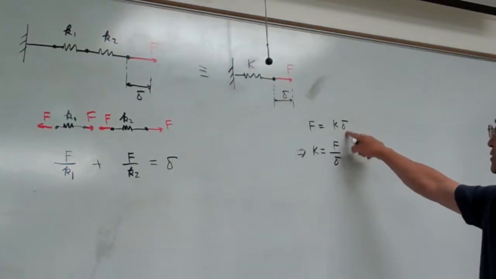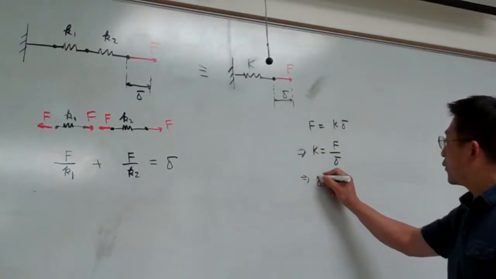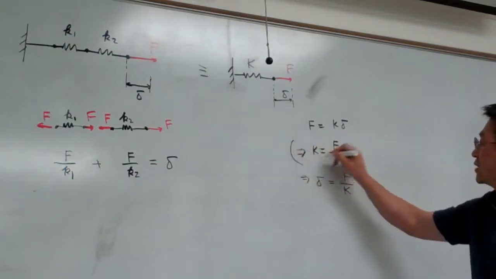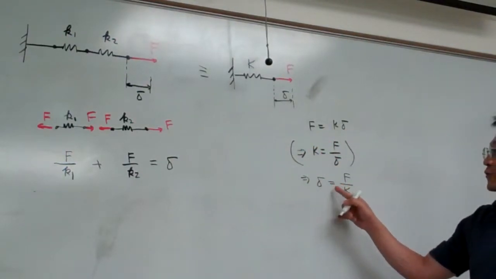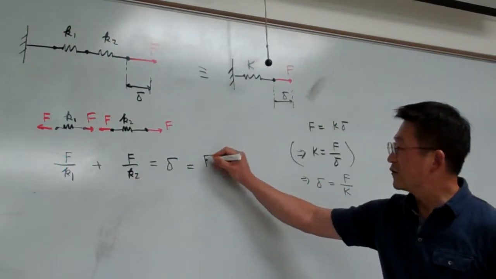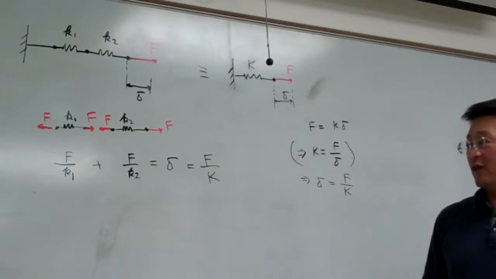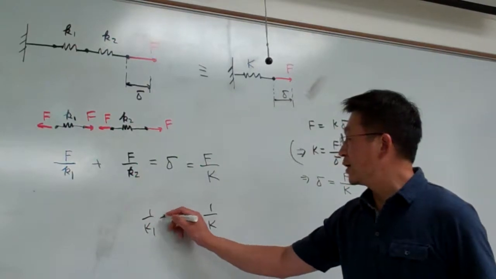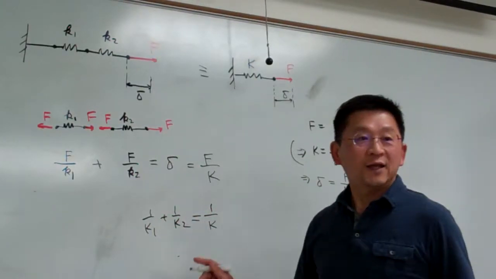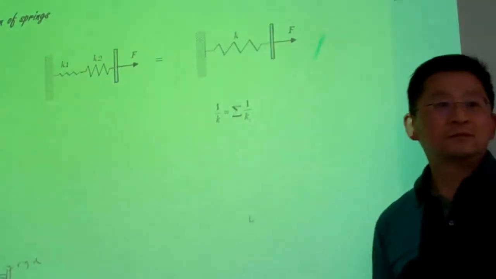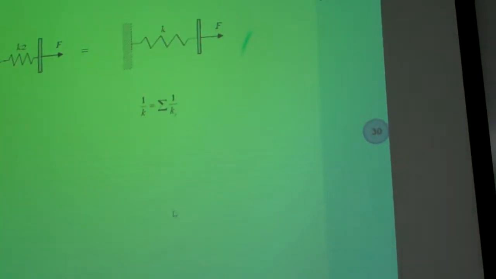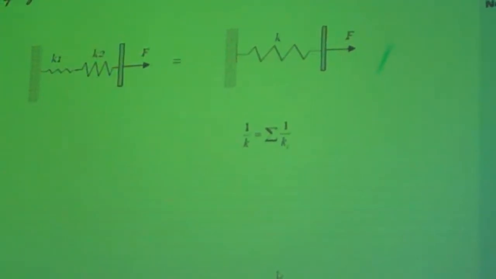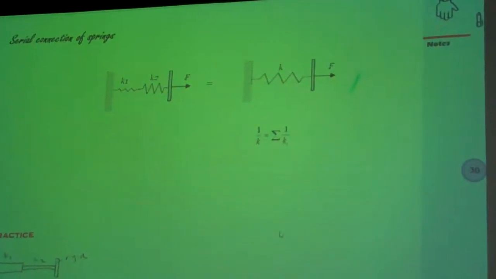So by here you can see delta, or either way I can rewrite it, delta equals F over K. Okay, I want to use this one. So I use this information here, delta equals F divided by K. So in this way you can see 1 over K equals 1 over K1 plus 1 over K2. And that is this equation here. Okay, good. So can anyone of you tell me what is the major feature of the spring connection in series?